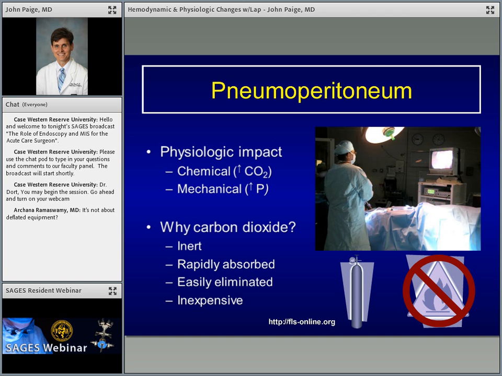So in summary, MIS physiologic changes have two main etiologies. One is a chemical response to the hypercapnia that is produced by the use of carbon dioxide. The other is a mechanical response to intra-abdominal pressure by the insufflating. And multiple organ systems are affected by the creation of pneumoperitoneum using the CO2. And awareness of the physiologic impact of pneumoperitoneum on certain types of patient populations will help with proper perioperative management.